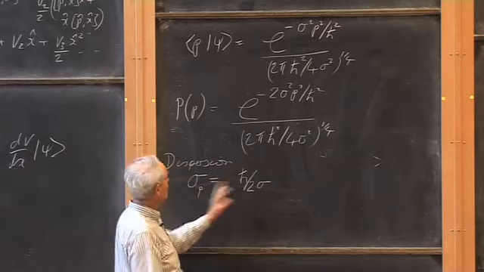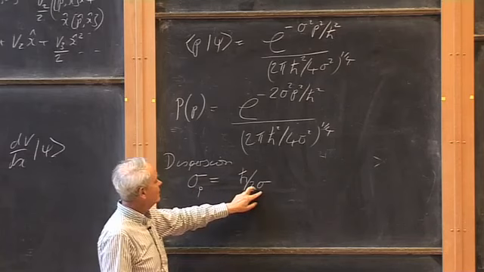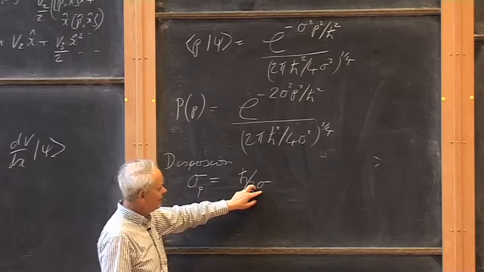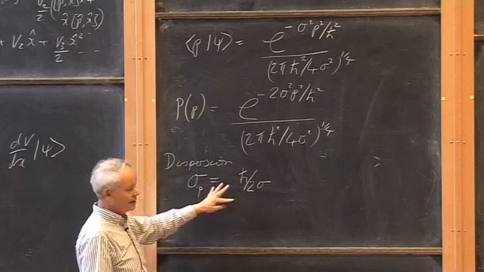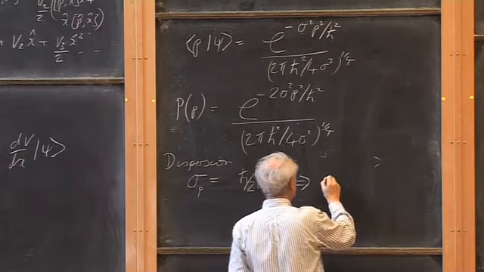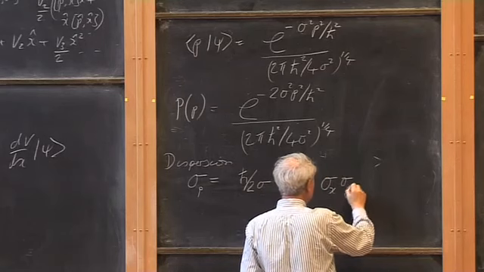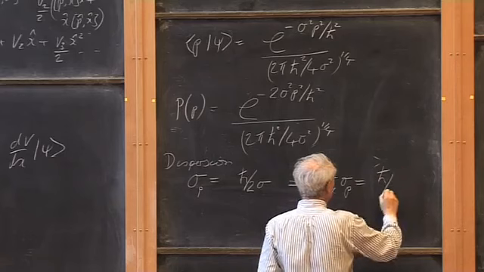So the dispersion in momentum is small when the uncertainty in position is large, and conversely, right? So we have a result that for this particular model, the dispersion in x times the dispersion in momentum is h bar over 2.